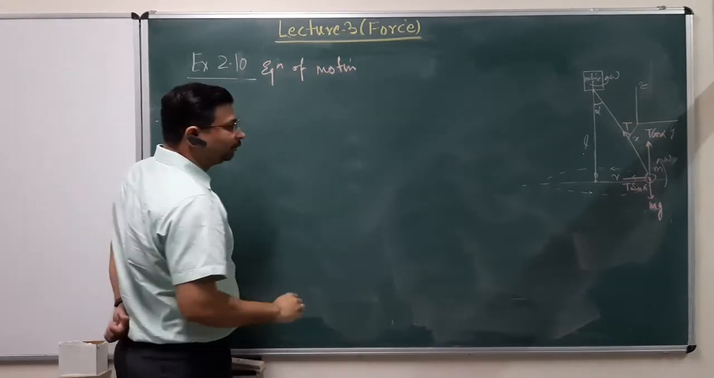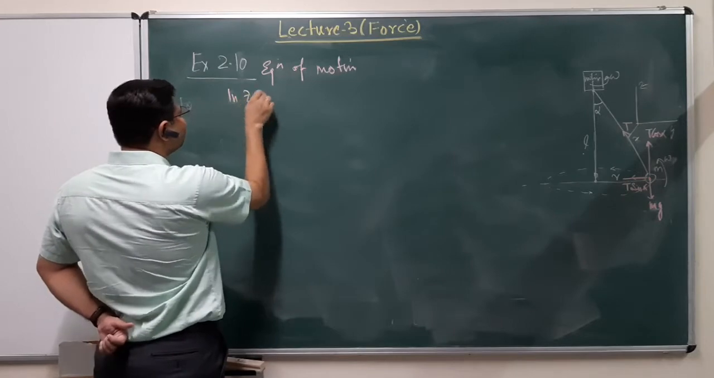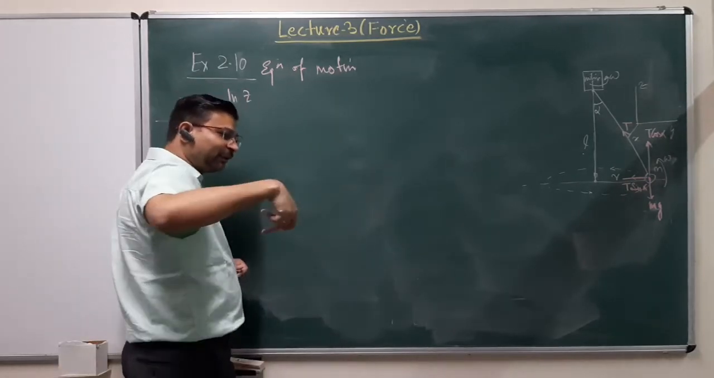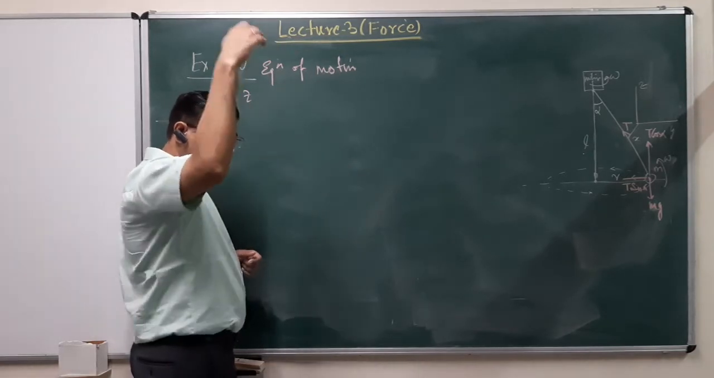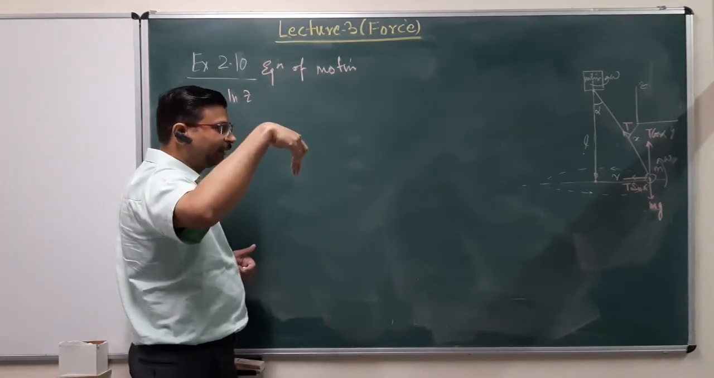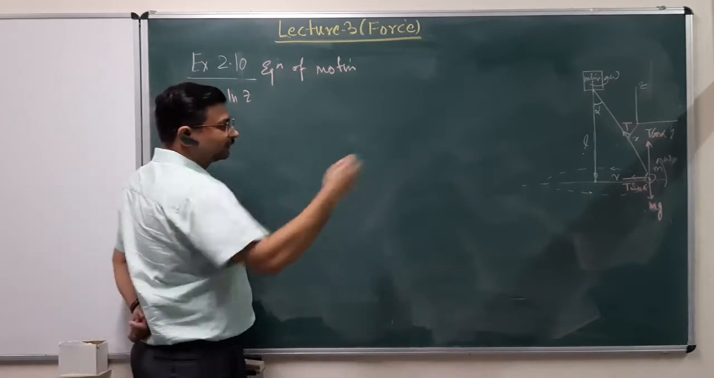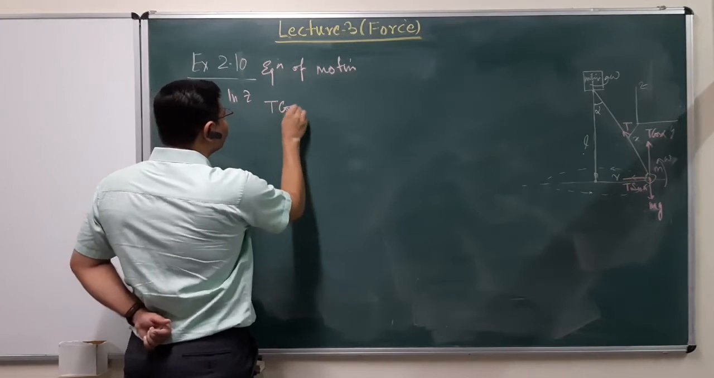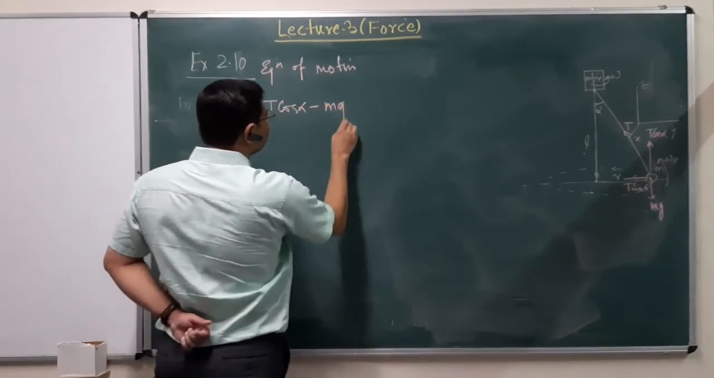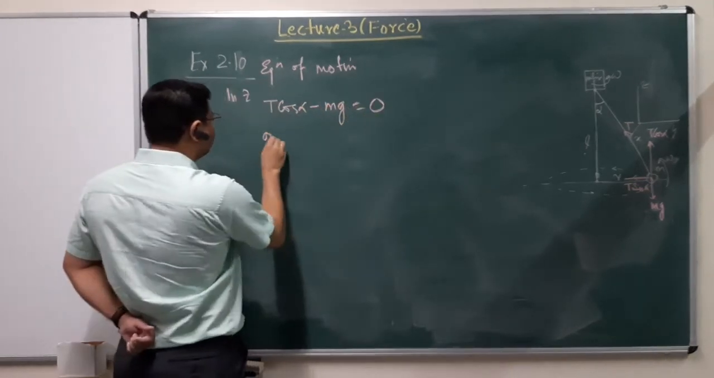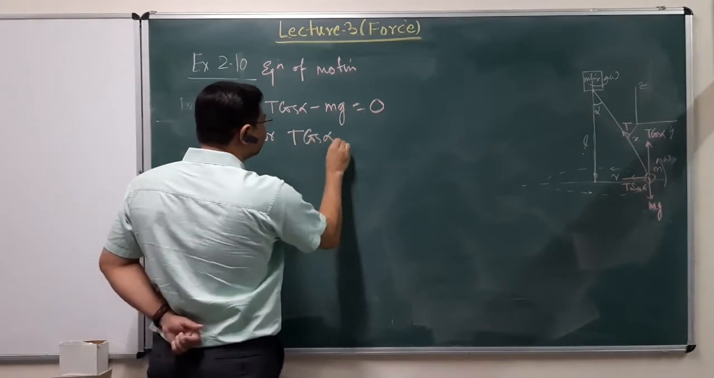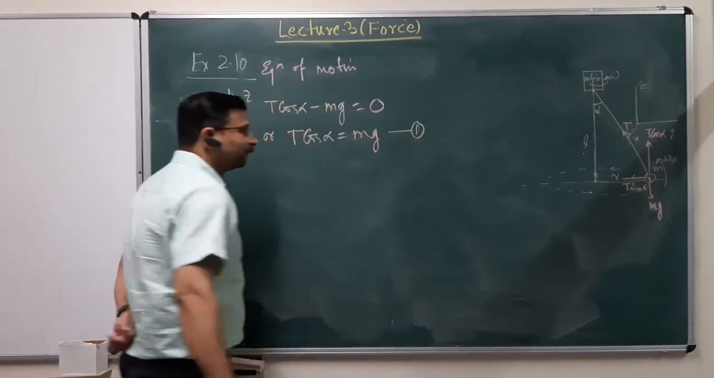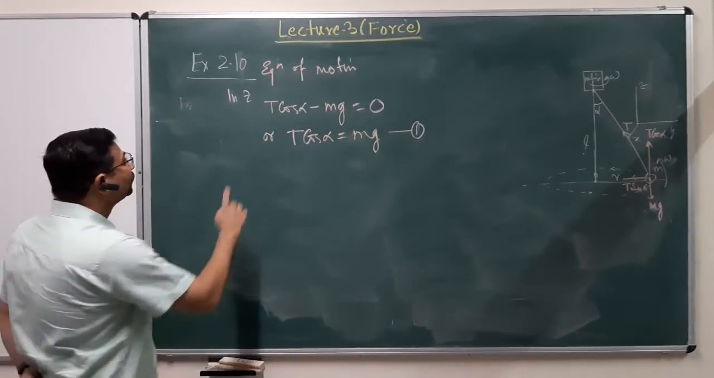Let's write them down. So in Z, since we said that the mass is simply moving in the circle, it's not bobbing up and down. There is no perturbation like that. So what that means is there is no acceleration along the Z direction, and that basically means that T cos alpha minus mg equal to 0, or T cosine of alpha is equal to mg. So this is my equation number 1. There is one equation of motion.